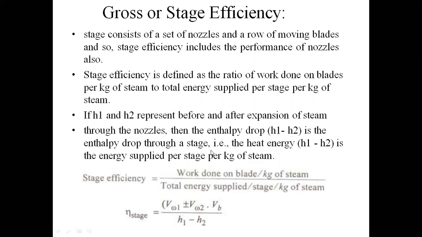Now see here gross or stage efficiency. Stage consists of a set of nozzles and a row of moving blades, and so stage efficiency includes the performance of nozzle also. Stage efficiency is defined as the ratio of work done on the blade per kg of steam to total energy supplied per kg of steam. If H1 and H2 represent enthalpy before and after expansion of the steam through the nozzle, then H1 minus H2 is the enthalpy drop of the stage. So heat energy H1 minus H2 is the energy supplied per stage per kg of steam.